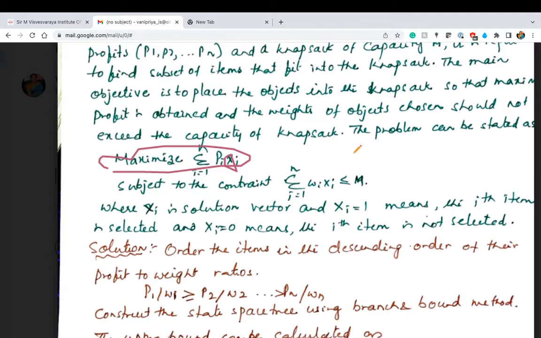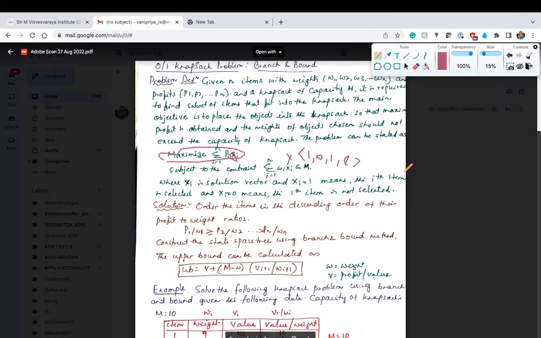If there are 4 items, this will be the x array: 1 0 1 0. If you write the solution vector like this, what does it mean? The first item has been selected, the second item is not selected, the third item is selected, and the last item is not selected. That means only items 1 and 3 are selected. The total profit will be the sum of the profits of the first item and the third item. So this is the problem definition.